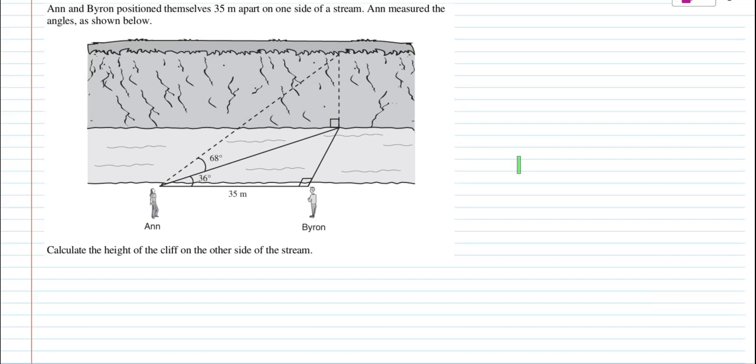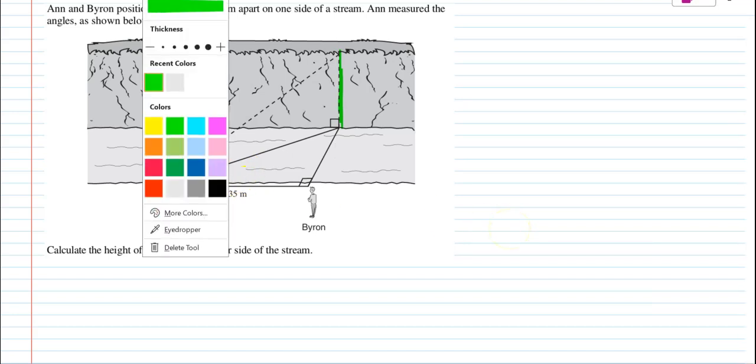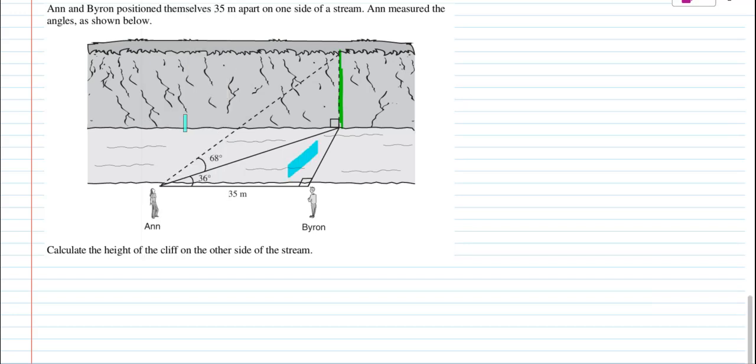So a couple of things we need to do. We need to look at this triangle right here, the big triangle with the dotted line, which is the hypotenuse of that right angle triangle. We have an angle and we don't have anything else. But notice that the base of this triangle is the hypotenuse of the other triangle in the bottom. Let's change that so that you can see what I'm talking about. This is the other triangle that I'm talking about.